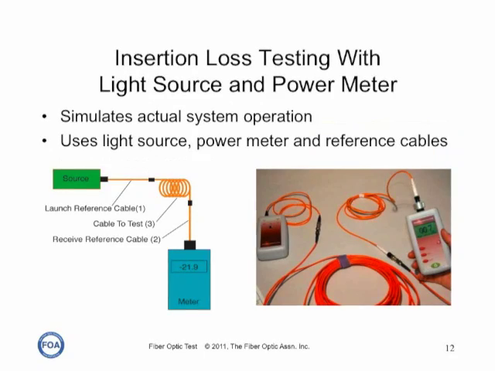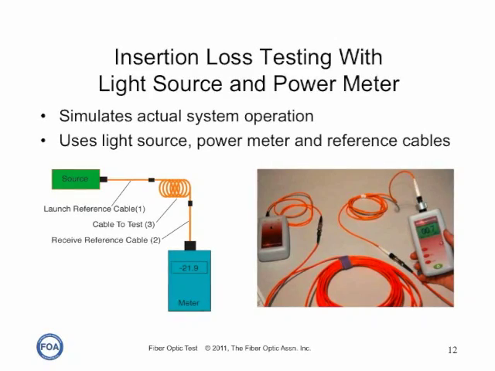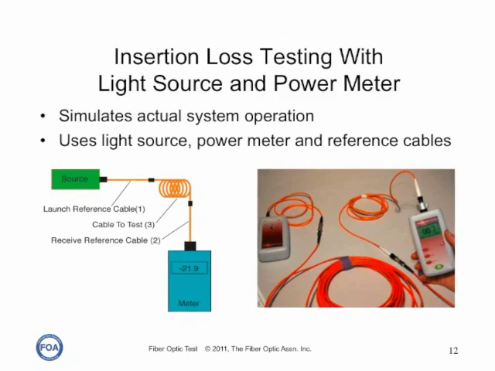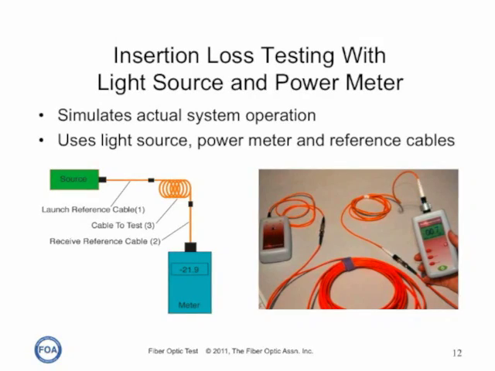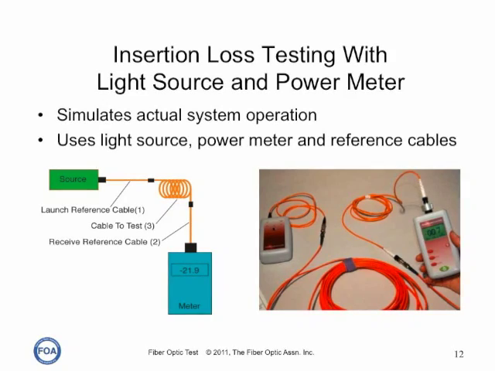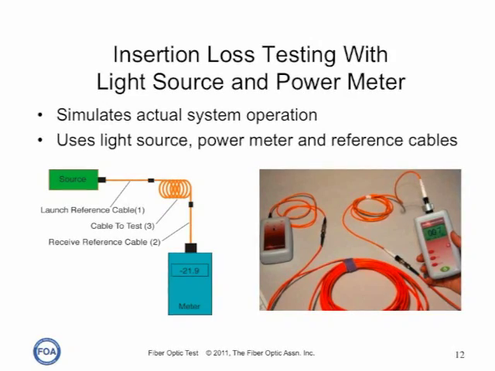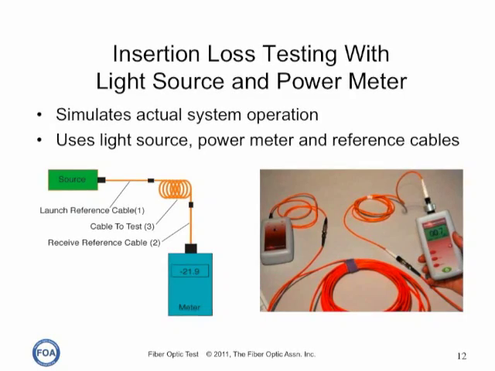Insertion loss testing uses the power meter and a matching light source to simulate actual system operation and measure the dB loss of the link. The light source should be similar to the source used in the transmission system, either an LED or a laser, and you use reference cables to mate up to the cable plant you're testing in order to be able to condition the light going into the system and test the connectors on each end of the cable plant.